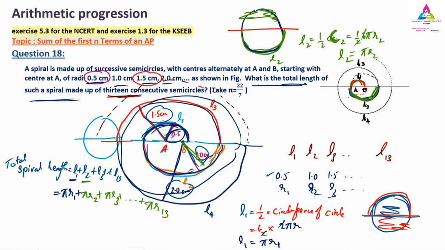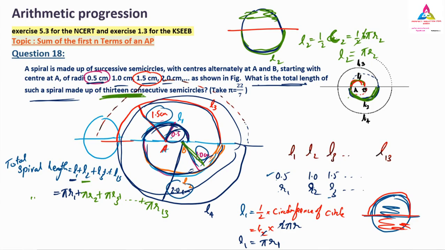So total spiral length is equal to pi into r1 plus pi into r2 plus pi into r3 plus pi into r4, like this, continuing till pi into r13. Why is it pi into r13? Because last it is 13 consecutive semicircles. Only 13 consecutive semicircles we have. So this way, if you continue to the last, we will find the total spiral length.